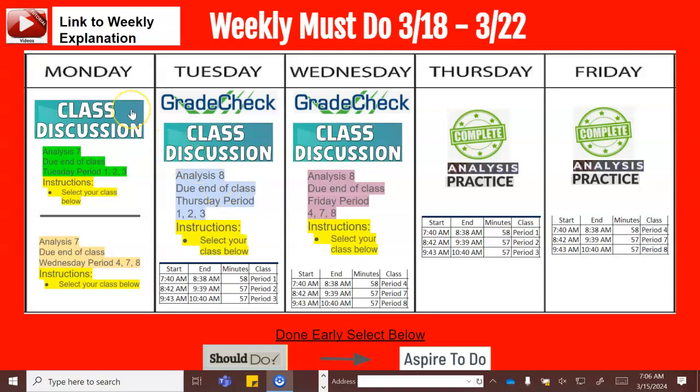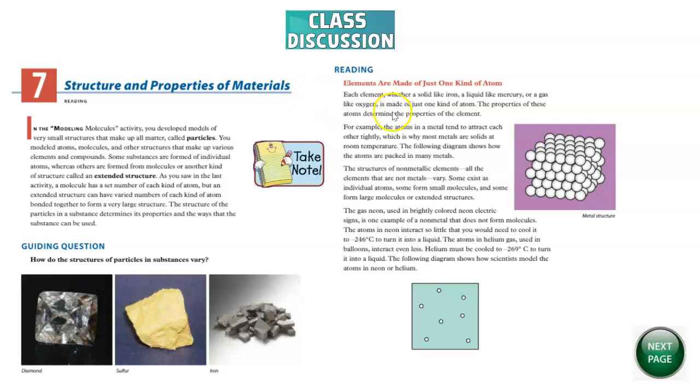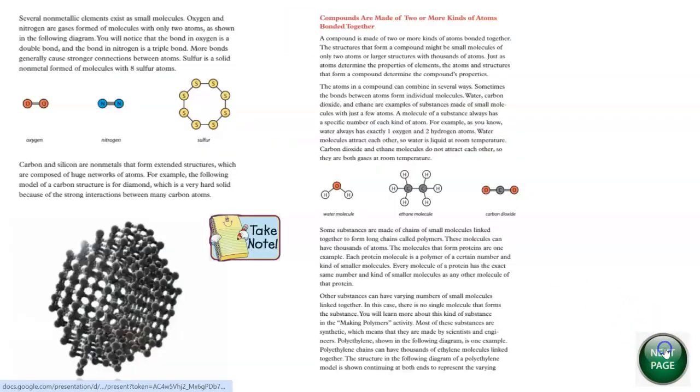We'll start Monday with class discussion, which looks like this. This is going to be a class discussion where there's a lot of reading, along with us taking notes as we read for our understanding. So 7 will be focusing on the structure and properties of materials. We are going to be looking at elements and how they're made of just one kind of atom and taking notes on that.